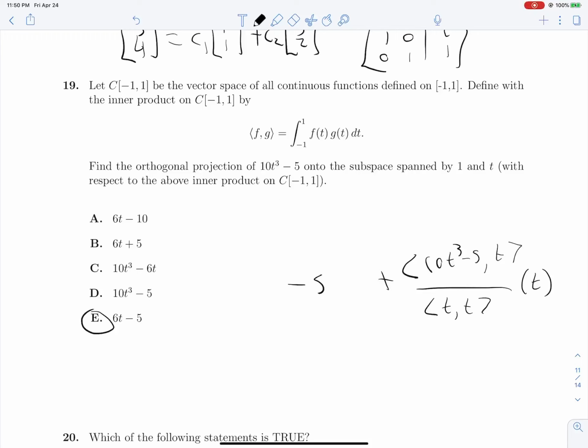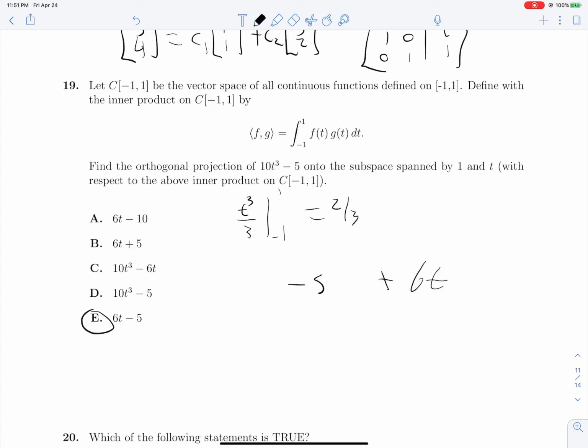Finding the integral from -1 to 1 of 10t to the 4th minus 5t dt, well, we can get rid of this odd exponent function here and just take 2t to the 5 on -1 to 1. This will give us 2 and -2, so we get 4. We get 4 right here. And then if we're taking the integral of t squared from -1 to 1 dt, we will get t cubed over 3 from -1 to 1, which evaluates to 2/3. So 4 times 3 over 2 is 6, and so we get the 6t that we were looking for here.